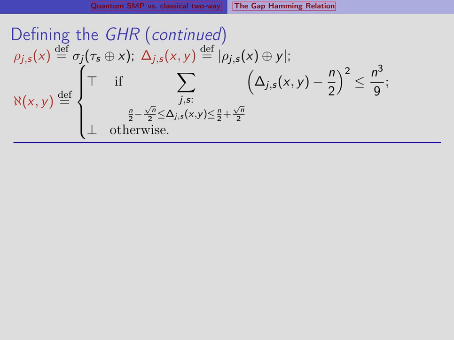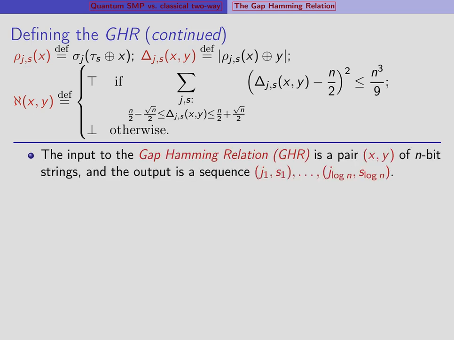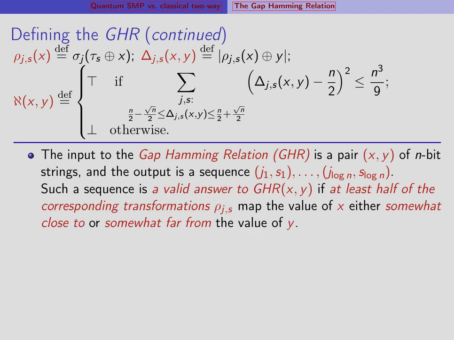Now let us define the relation itself. The input to it is a pair of n-bit strings, and the output is a sequence of log n pairs of indices. We interpret each pair of indices as a pointer to one of the transformations rho, and we say that a sequence of such indices is a valid answer to the given input if at least half of the corresponding transformations map the value of x either somewhat close to the value of y or somewhat far from it.